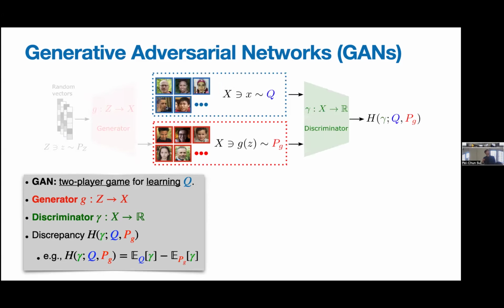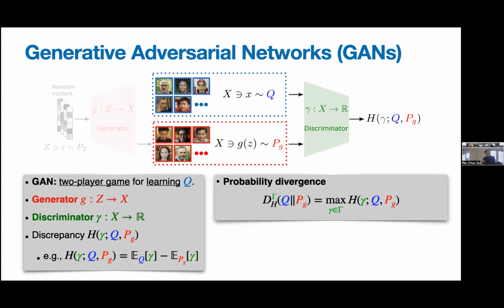At the same time, you also want to train another neural network, called a discriminator, that tries to distinguish the real images and the fake images as hard as possible. Here is the problem formulation of the discriminator part. You want to take a maximization over the discriminator function class such that the discrepancy between the generated distribution and the target distribution can be best distinguished. This is one formulation of probability divergences, where you take a supremum over some function class that tries to distinguish these two different distributions.